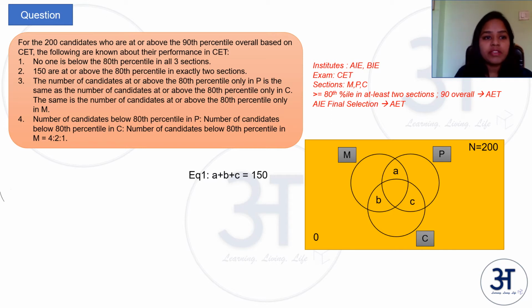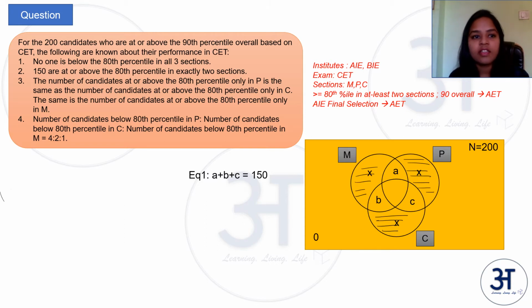Next, point number 3. The number of candidates at or above 80th percentile only in P is the same as the number of candidates at or above 80th percentile only in C, and that is same as 80th percentile only in M. So only in P is this region, only in C is this region, only in M is this region. They told that these three are same, so we will represent them with some X. Right? So let's move to point number 4.